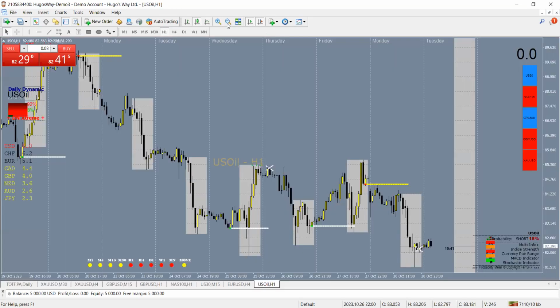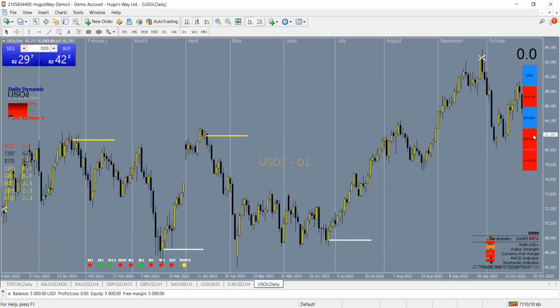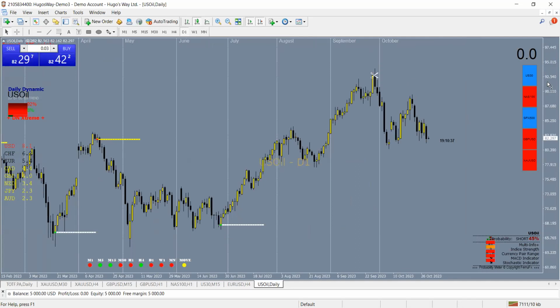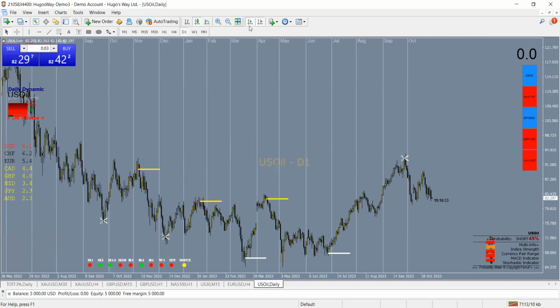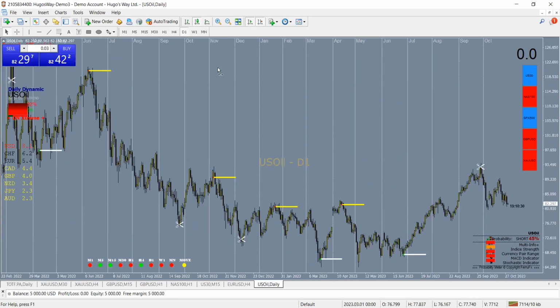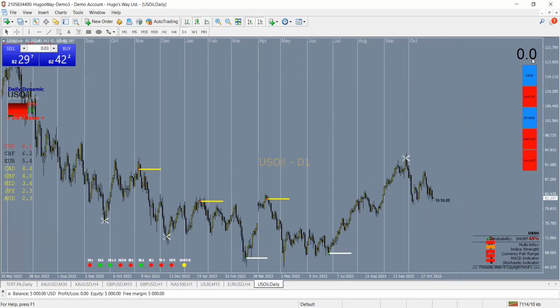Does this move during New York? I don't know how this moves. I don't ever just trade oil, so I don't know how this really moves. But all right, well, I can see we're trending down.